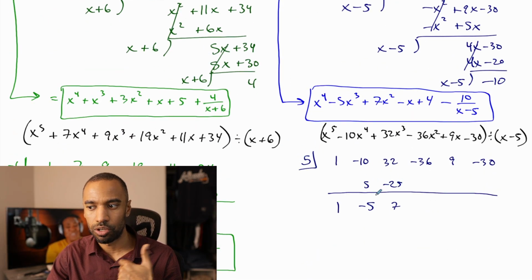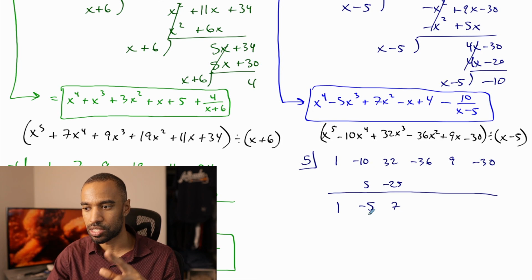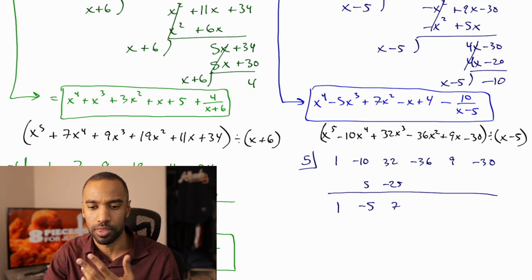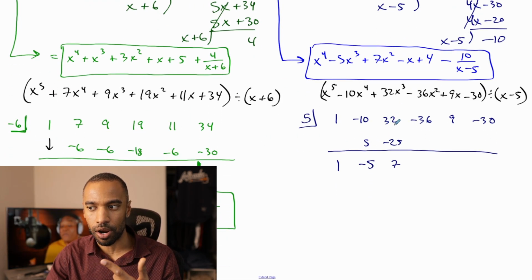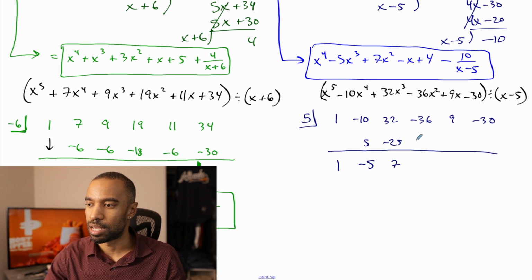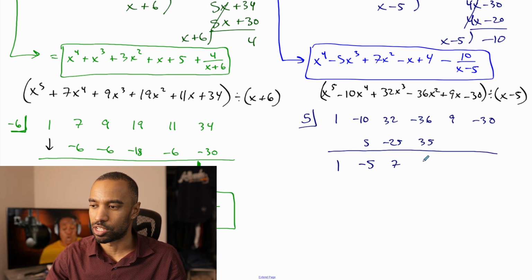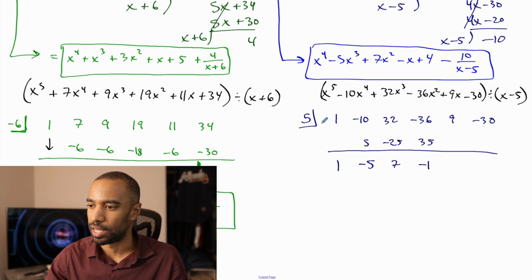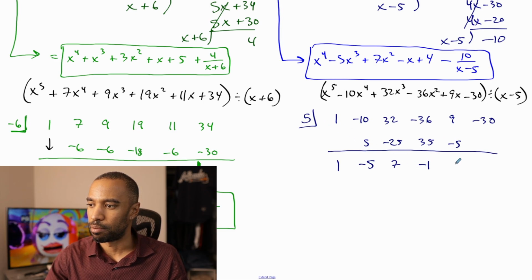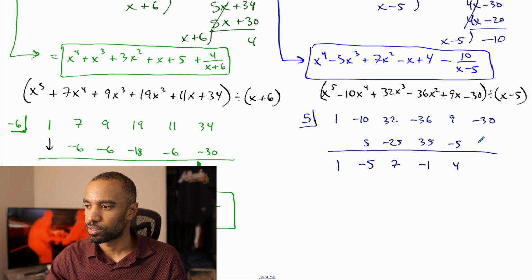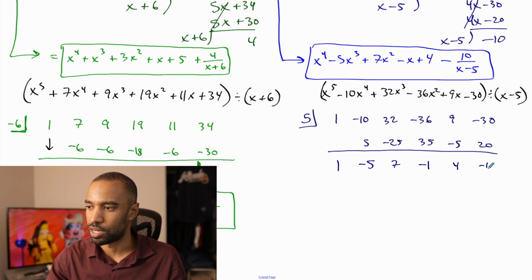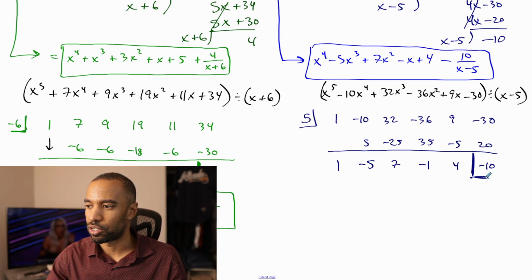As I switch that sign, we switch our subtraction to addition. This is adding. That was subtracting. I hope that makes sense. And when I say adding here, I mean adding the negative. 7 times 5 is 35. Negative 36 plus 35 is negative 1. We get negative 5 there. 9 minus 5 is 4. And negative 30 plus 20 is negative 10. So we get a remainder right there of negative 10.